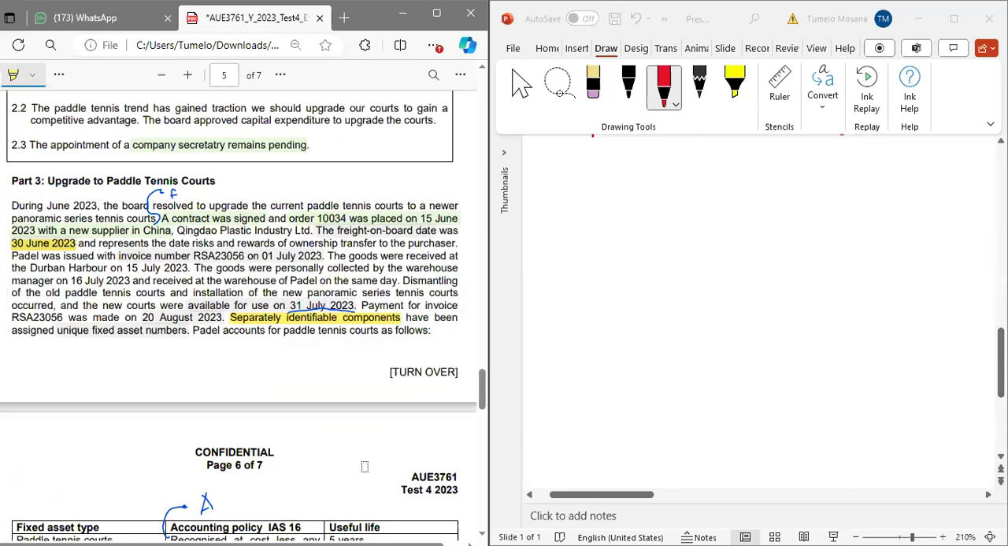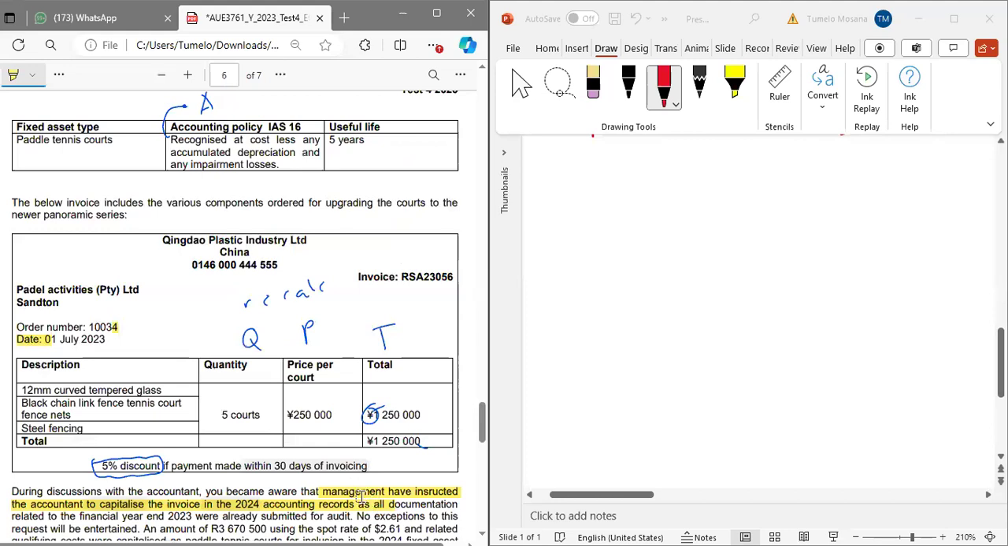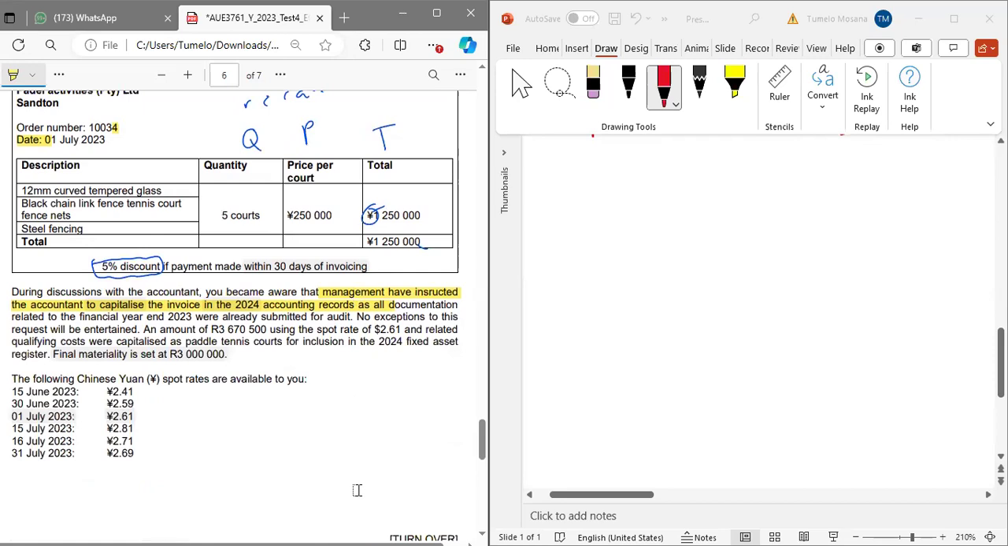So essentially, what does this mean? It means that management is committing fraudulent activities, because how can we record an invoice pertaining to the 2023 accounting records in the 2024 year? This is a huge concern that we will have to analyze. But it's fine, let's continue reading the scenario.